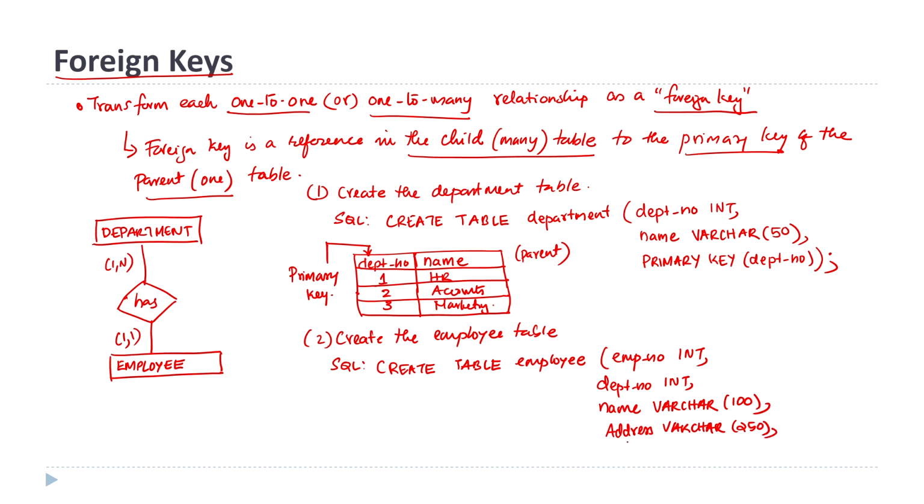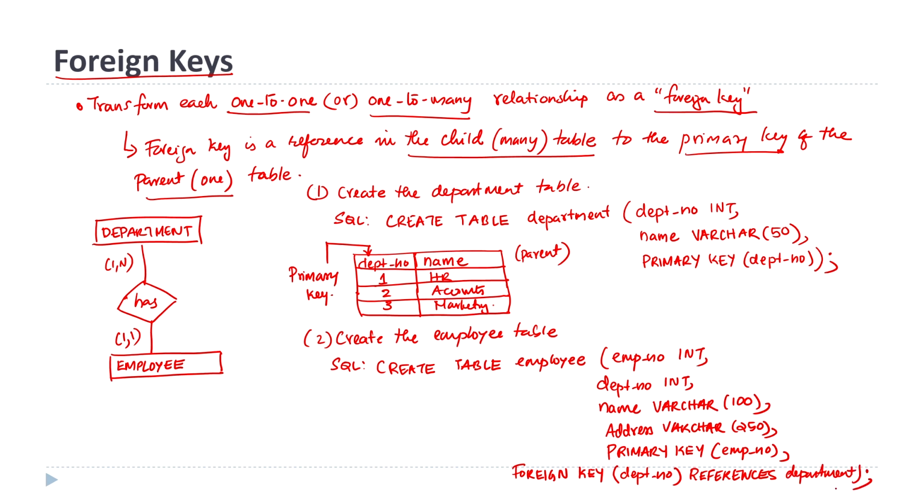Then I will say primary key, I will say it as employee number, that is a primary key. And then I also have something called foreign key, where I will say department number references department.